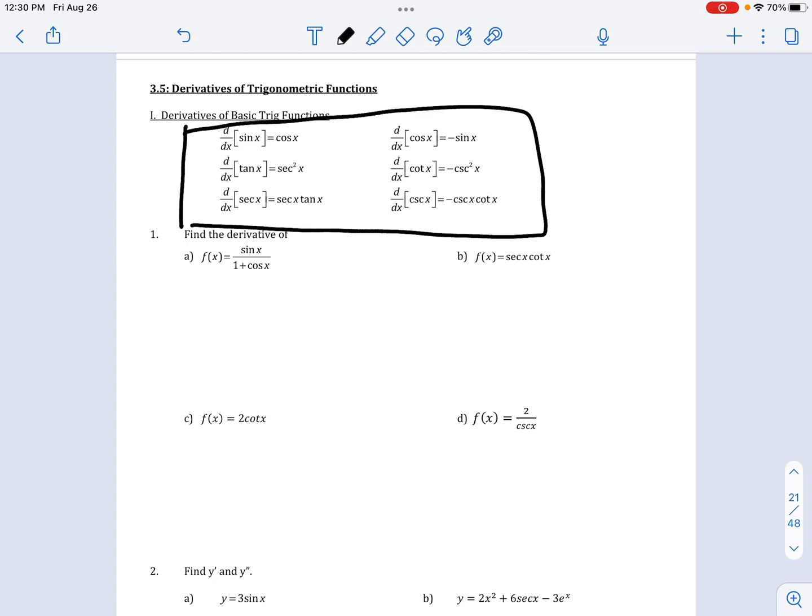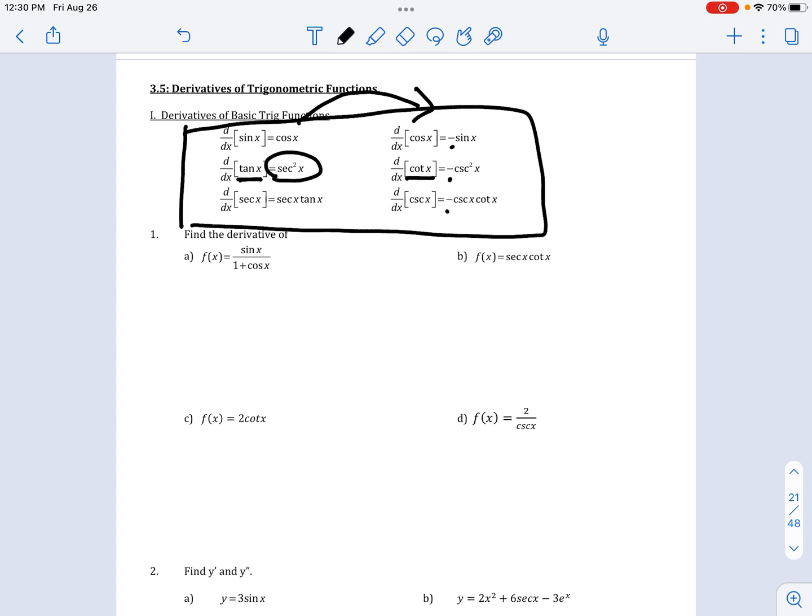Now, if you look at this, the 2 columns, notice that all of these on the right are the co-functions of these, and notice all of these derivatives have a negative sign. So if you know the co-function, you should be able to come up with the co-function derivative pretty easily. So the co-function of the tangent would be the cotangent.